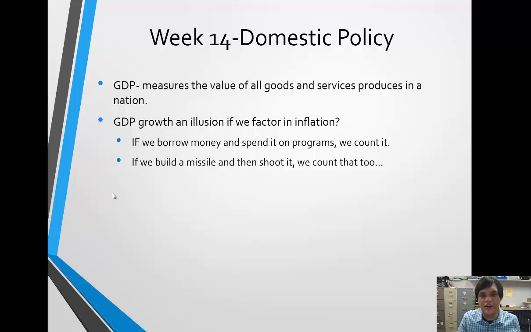So if we borrow money and spend it on programs, we count that towards our GDP. If we build a missile and then shoot it and it just blows up, we count that too towards our GDP. So there is this kind of caution about using GDP as an actual economic factor, because we could just be inflating our GDP if we really wanted to. But know the definition of GDP for your test, and at least be aware when you hear about GDP on the news. Be kind of cautious about it because it may not reflect actual true economic production.